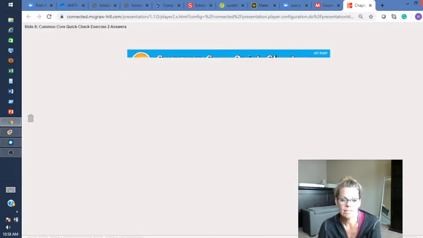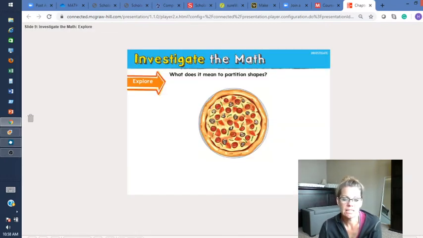All right, we are going to skip this one. And we're going to go right to here. Okay, what does it mean to partition shapes? We did partitioning earlier in the year. Do you remember what it meant? It meant to divide apart or to cut something into pieces, right?